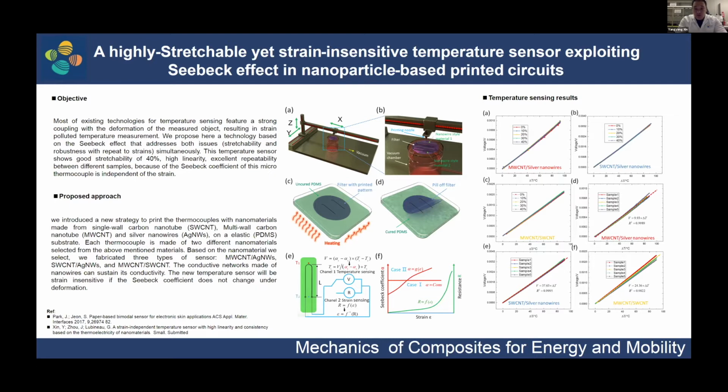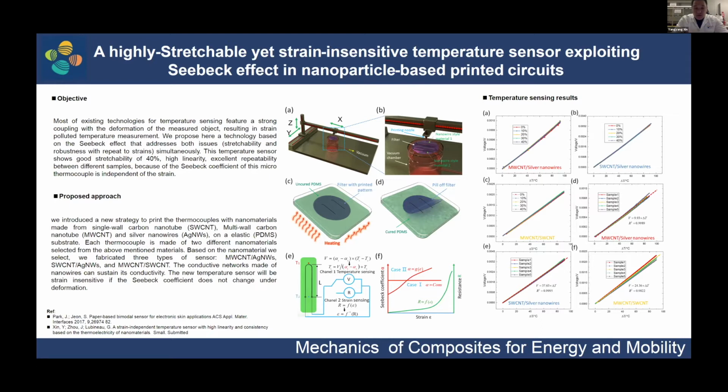We use two nanomaterials, for example, silver nanowires or carbon nanotubes, to make a U-shape temperature sensor. Because the Seebeck coefficients of these two nanomaterials are different, if there exists a temperature difference between the bottom and the top of the U-shape, we can get an output voltage. This voltage is called the Seebeck voltage, and it depends on the temperature difference between the top and the bottom.